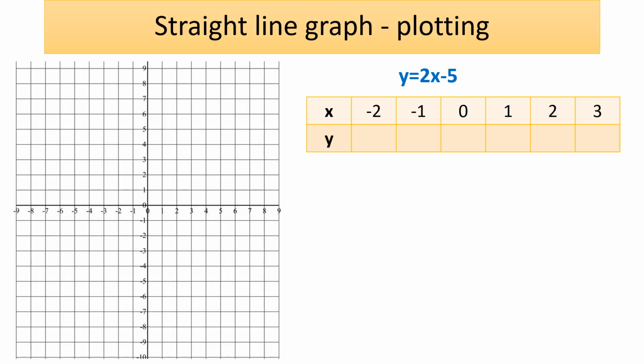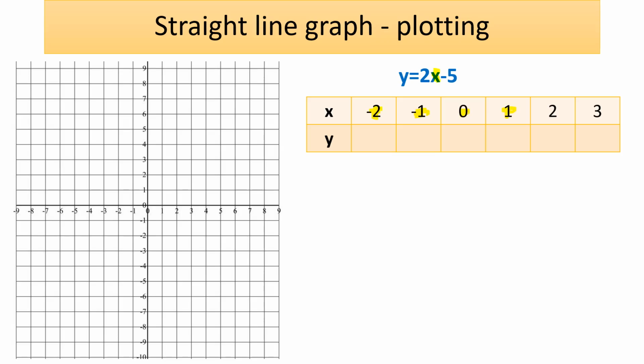Plotting a straight line graph is one of the main skills that you need to have. So the equation of this line is y equals 2x take away 5. We need to get some coordinates of some points that lie on this line to be able to draw the line. I'm going to use the values of x from -2 to 3. Now we're going to use substitution to work it out. Every time I see x, I'm going to put in those values from the table.